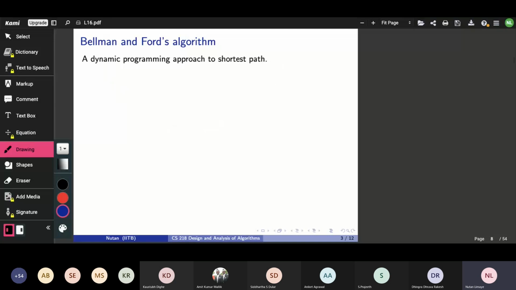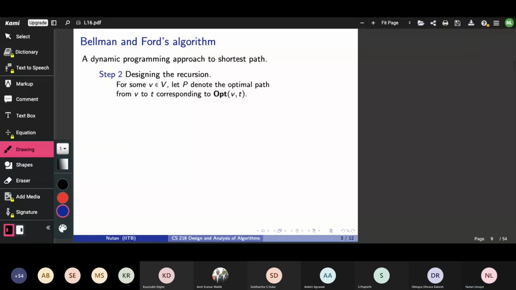That's obviously step number 2, designing the recursion. We can say for some v, let capital P denote the optimal path from v to t that corresponds to the value opt v comma t. So the path is not being stored in opt v comma t, only the value of the path is being stored. But let's say the path corresponding to that is P.